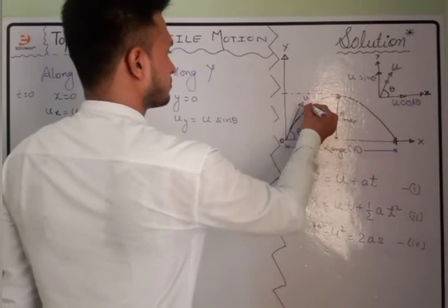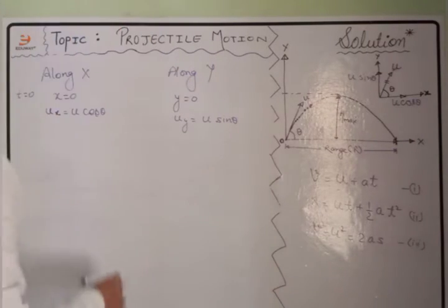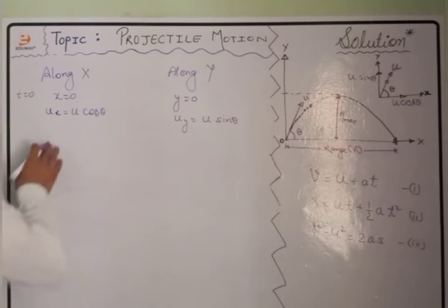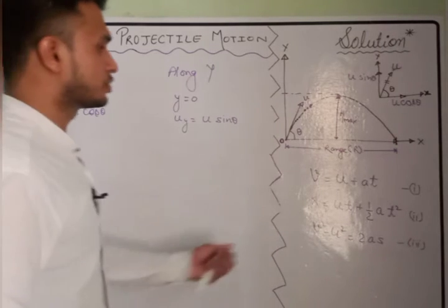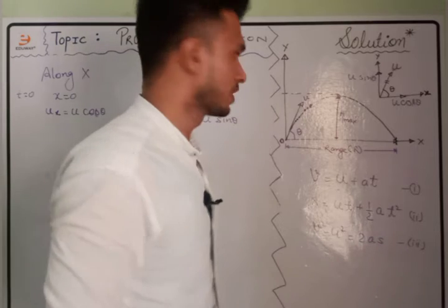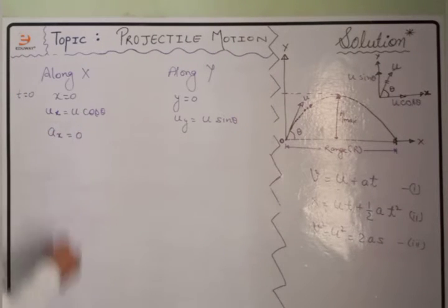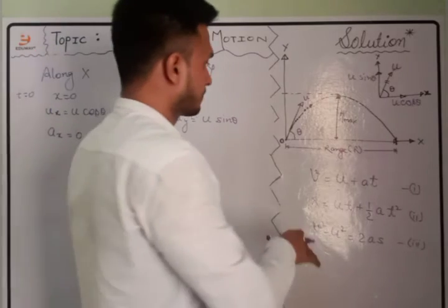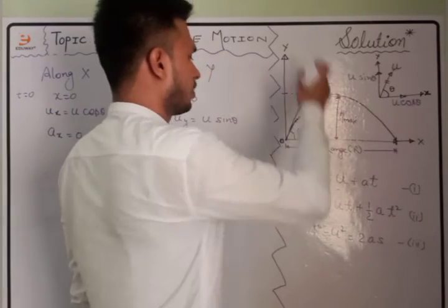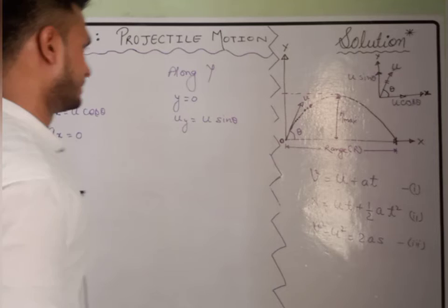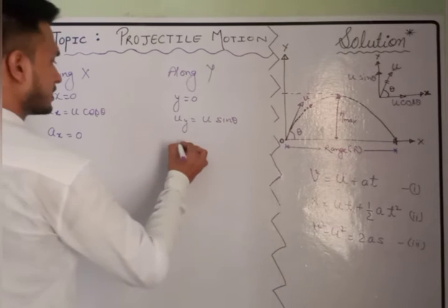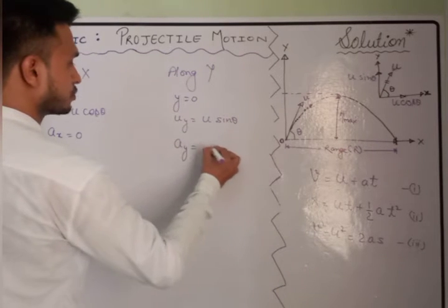After some time t, the object will reach here. Now, since along the horizontal direction there is no acceleration affecting the motion, the acceleration along x will be 0. However, the motion in the vertical direction along y is under the influence of gravity, so the acceleration along y will be g.